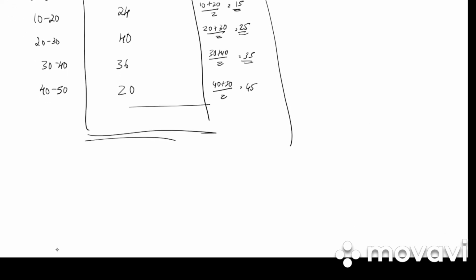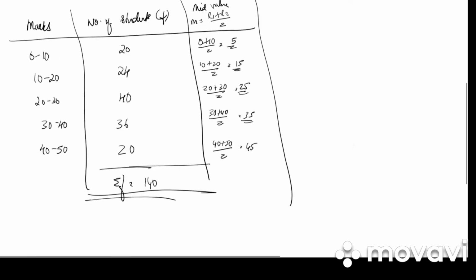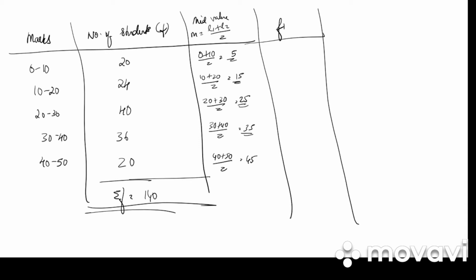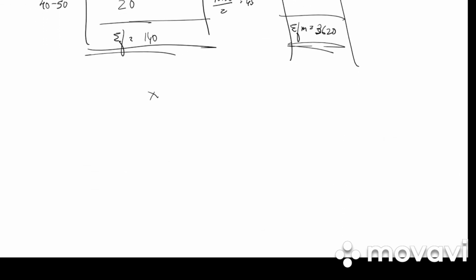What is summation f? Summation f will be 20 plus 24 plus 40 plus 36 plus 20, that is 140. After this we need to find out fm, that is frequency into middle value. 20 into 5, 100. 24 into 15, 360. 40 into 25, 1000. 36 into 35, 1260. 45 into 20 is 900. So we need to find summation fm. How much do we get? Add all the values. We'll be getting 3620.